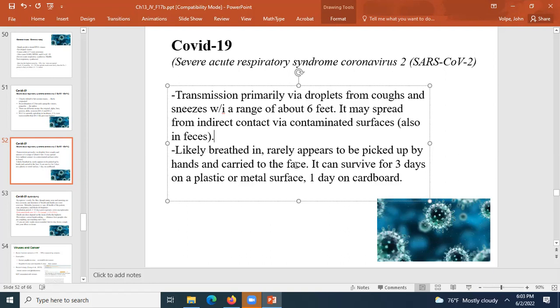COVID-19 is known to survive for 3 days on plastic or a metal surface, but it only survives for 1 day on paper or cardboard. So one thing you can do to protect yourself is when you get the mail, let it sit for a day and then you can open it. Okay. Any question about any of that?